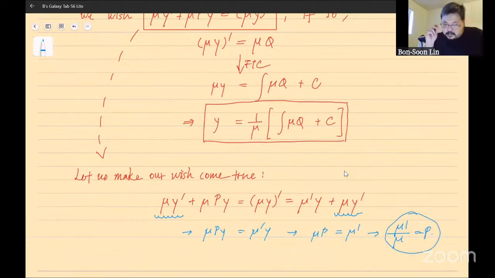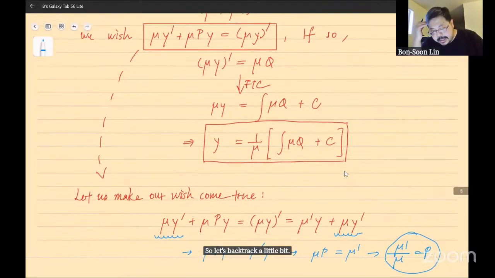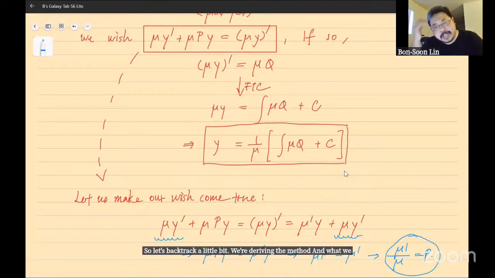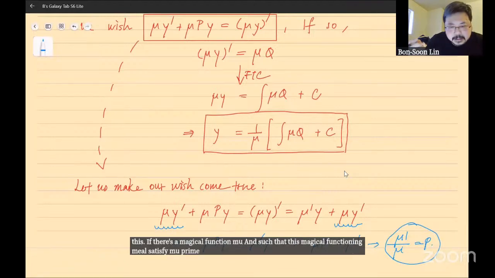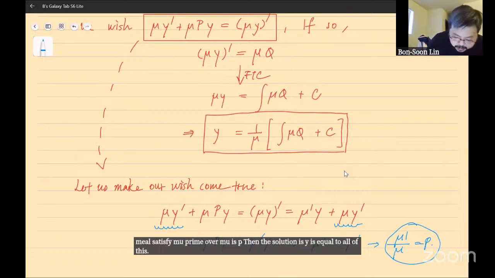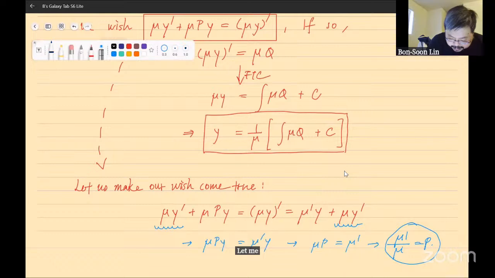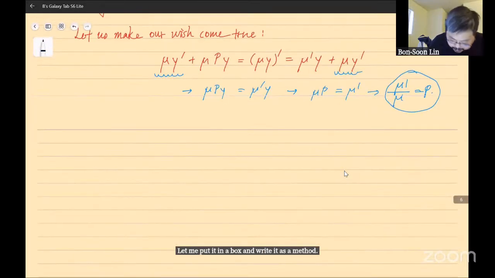So let's backtrack a little bit. We're deriving the method, and what we saw is this. If there's a magical function mu, such that this magical function mu satisfies mu prime over mu is p, then the solution is y is equal to all of this. Let me put it in a box and write it as a method. Let me summarize. Method.